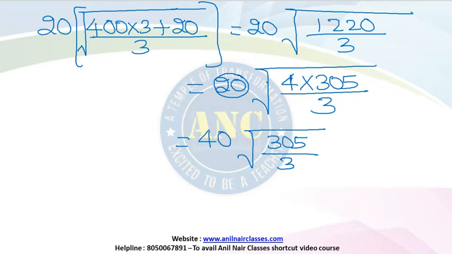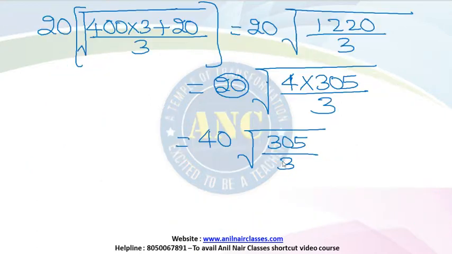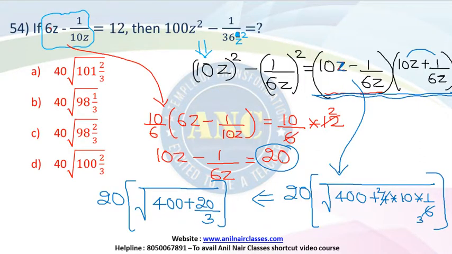All these calculations are not at all new for you. Being a student who is preparing for an aptitude exam, you should be very fast in solving those extra steps. 305 by 3, in all the options they have given in mixed fractions. So which option is 305 by 3? 305 divided by 3 is nothing but 101 2 by 3. 3 into 101 is 303 plus 2, 305 divided by 3. Option A should be the correct answer.